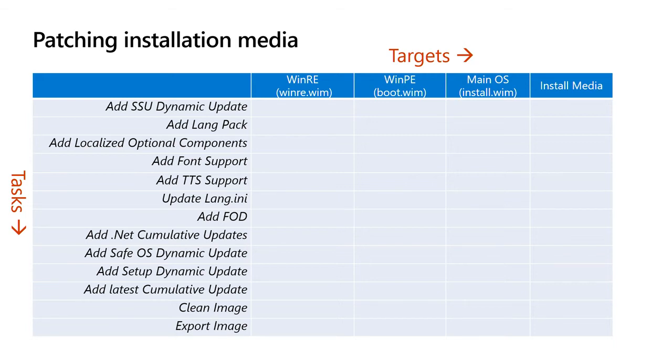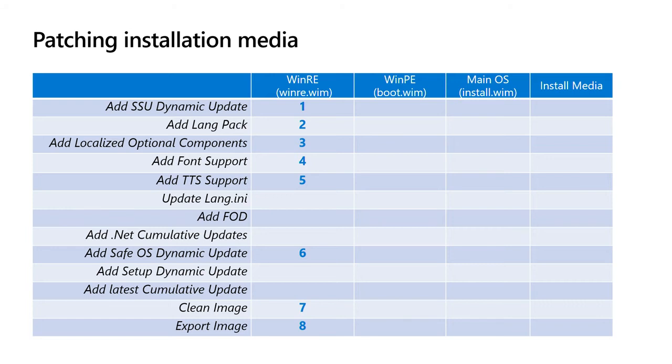So if you're patching and you have no plans to add a language or additional optional feature, you can just ignore these pieces and you probably save 10 or 11 steps on the patching process itself. So it all really begins with the recovery environment, and I'm not sure if you can read this, but this is basically winre.wim. That's the file.